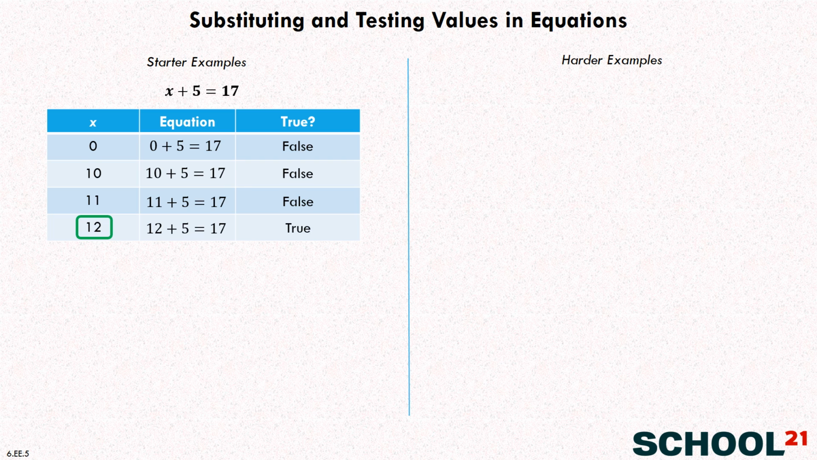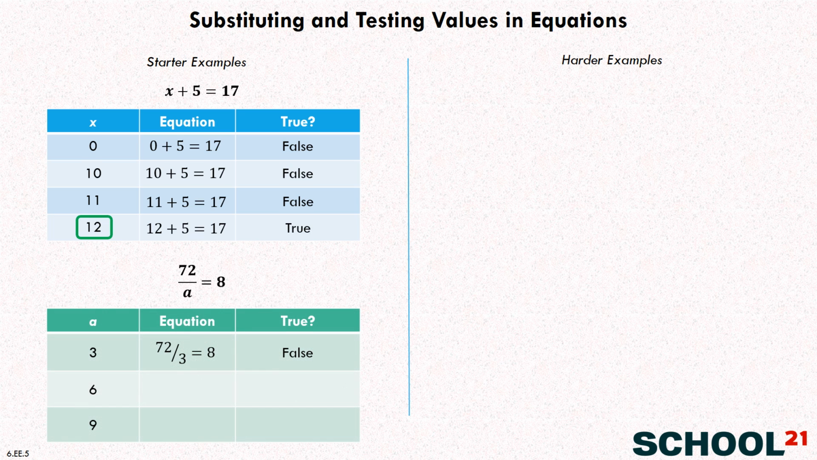Now this is a pretty simple example that you can do in your head. Let's try a little bit of a harder example. This is 72 over a, or 72 divided by a, equals 8. I'm going to go ahead and set up a table just like we did up above. And we have done the first row there. So for a equals 3, we substitute the 3 right here in for a. 72 divided by 3, just like 72 divided by a. We're trying out 3 for a to see if it makes it true.